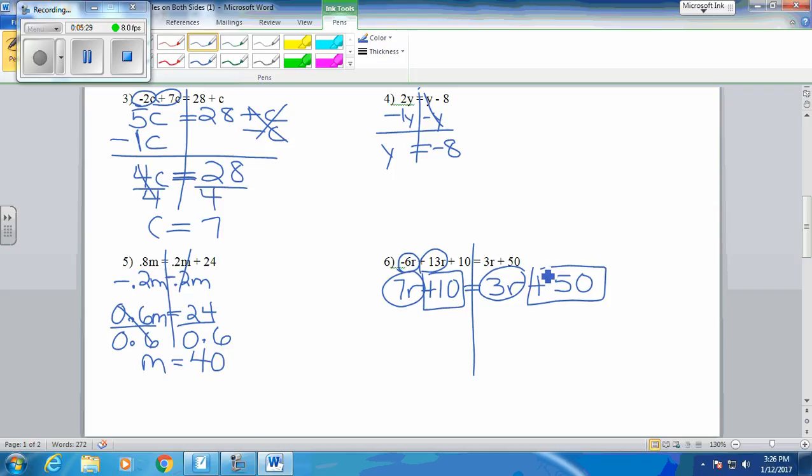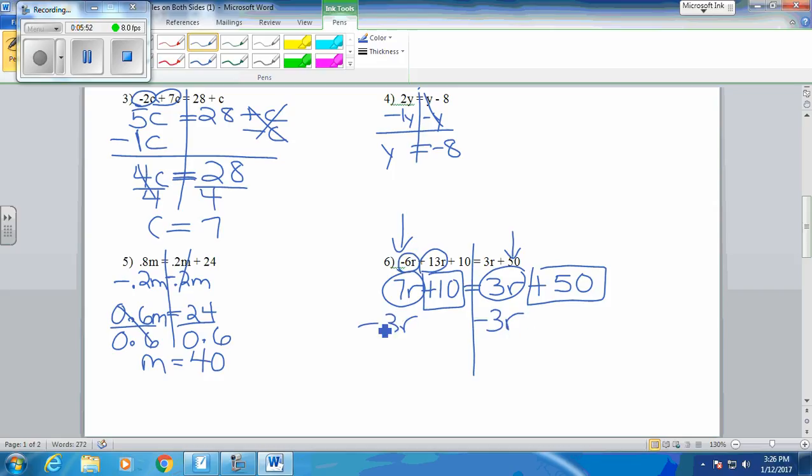The one that I would suggest, though, when you think to yourself, what would Mrs. Beam do? What I do is I look at my coefficients. So I'm going to look at the variable and the coefficients, and I'm going to look to find the smaller coefficient. So I see that 7 and 3. 3 is obviously the smaller coefficient, so I'm going to subtract 3r from both sides.